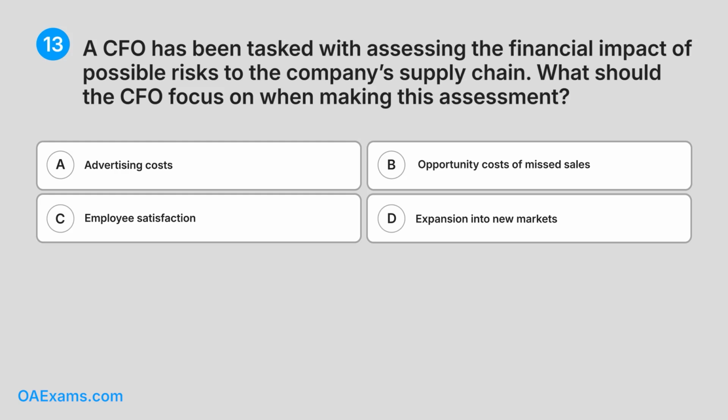13. A CFO has been tasked with assessing the financial impact of possible risks to the company's supply chain. What should the CFO focus on when making this assessment? A. Advertising costs. B. Opportunity costs of missed sales. C. Employee satisfaction. D. Expansion into new markets. What do you think is the answer?